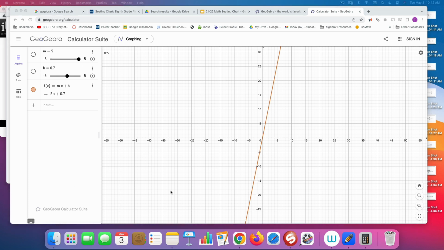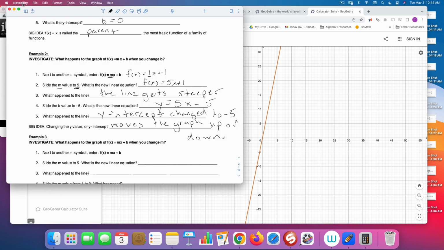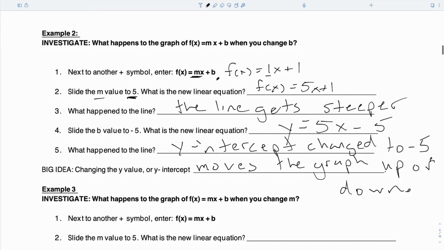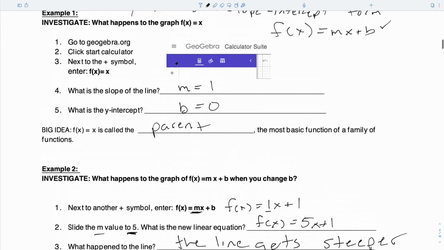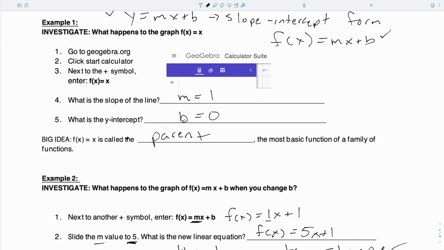Stan. Yeah. You're moving the parent function. Yeah. F of x is the parent function. Yeah. Change that if you didn't put function.